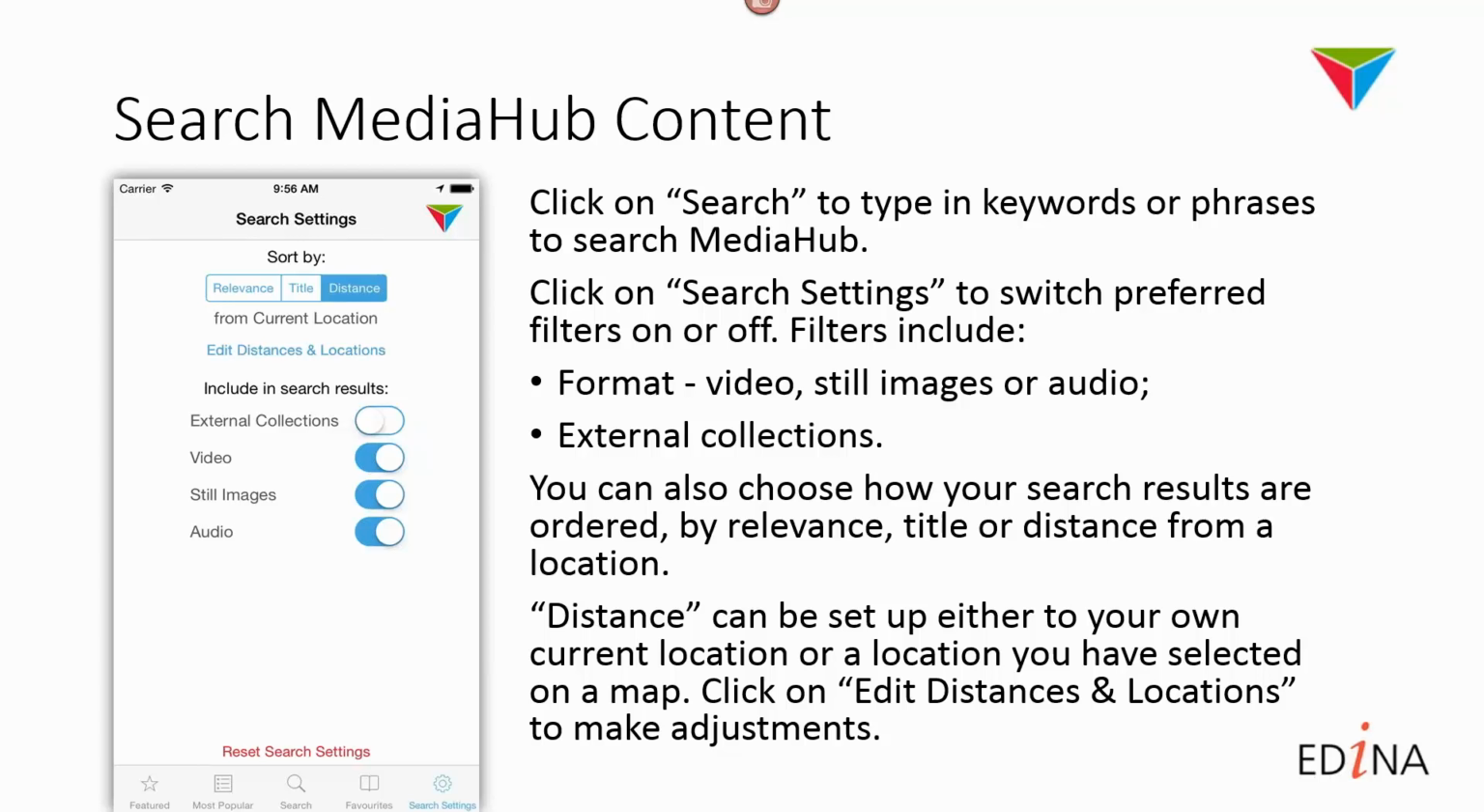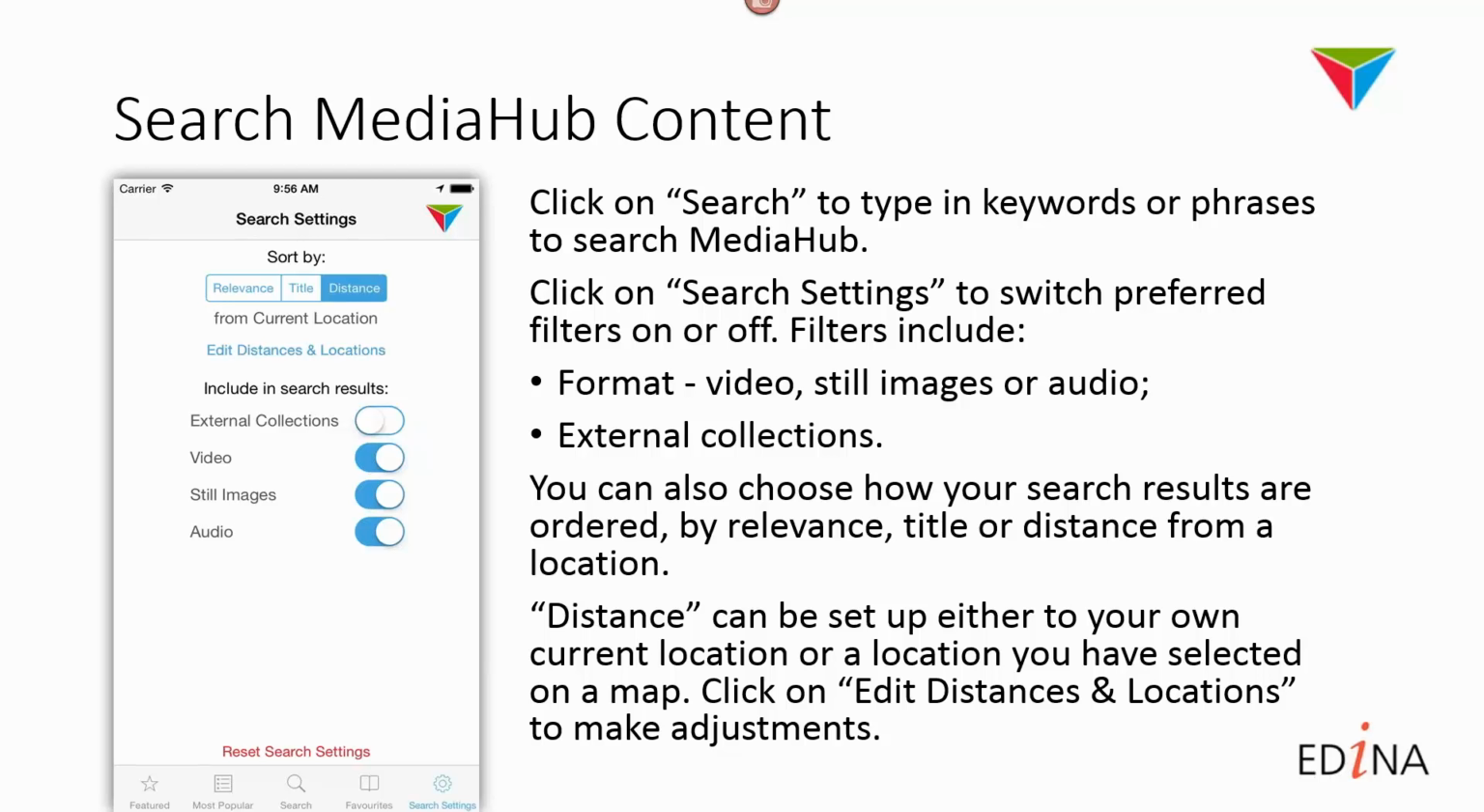So you can also click on the search settings, the little cog at the bottom of the screen, to switch on your preferences. You can choose whether you want to filter by format, so just look for videos, just look for images, just look for audio, or some combination of those. You can choose whether to include external collections at all, which if you know you definitely want to be able to download, not just link to something, you might switch off the external collections in the first case, or if you want to limit how many results you get, if it's a very common search term, you might want to limit them down a bit.